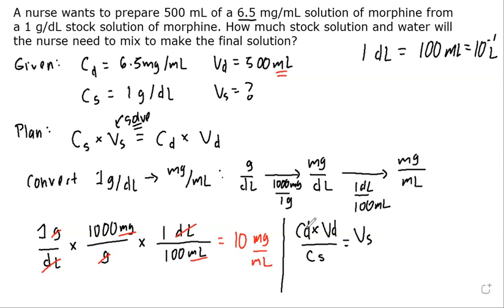And now we're ready to plug in our actual numbers, because we already fixed our units issue. So our concentration in a dilute solution is 6.5 mg per mL. And our volume of that is we want to make 500 milliliters. And our concentration of our stock solution, we converted from grams per deciliter to milligrams per milliliter, so our units cancel out. It's 10 milligrams per milliliter. We check our units, milligrams and milligrams cancel out, milliliters and milliliters cancel out, and we just have milliliters left.